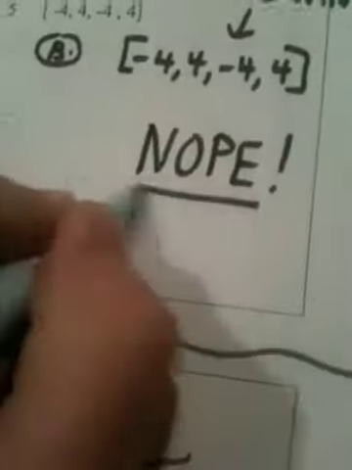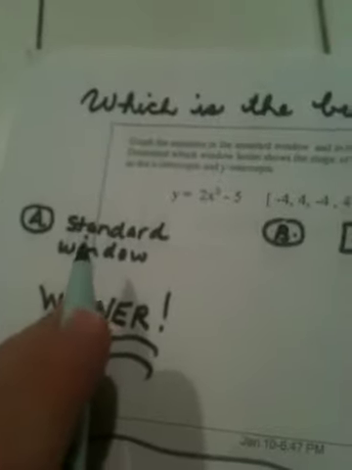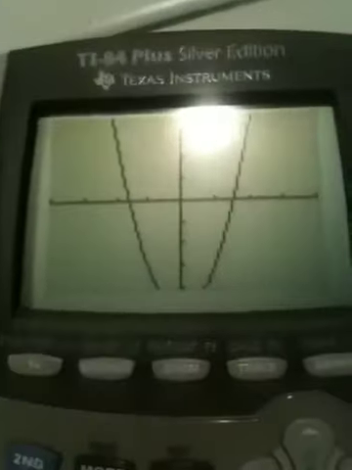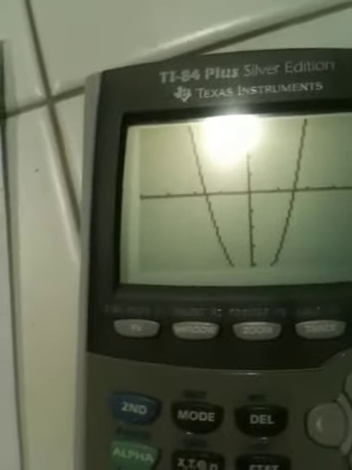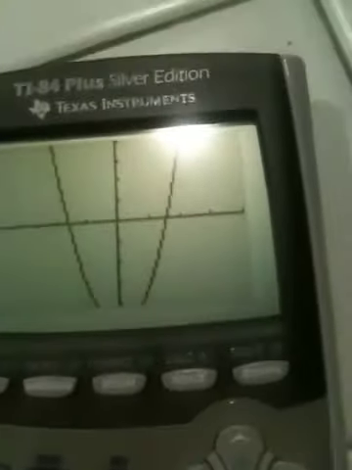So our answer to this question is choice A. The standard window is better for this picture because the standard window gave us our x-intercepts and our y-intercepts very clearly in the picture. And from now on, when someone says pick the best picture, what they're talking about is I want to see the x-intercepts and the y-intercepts on the screen at the same time. And we're done.